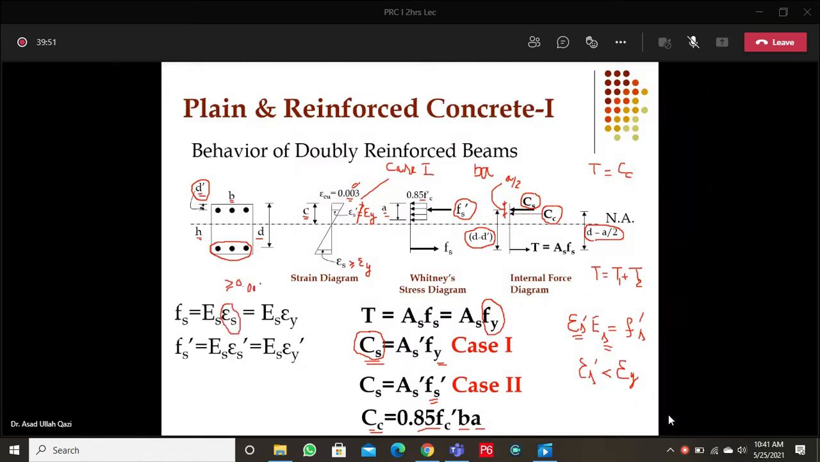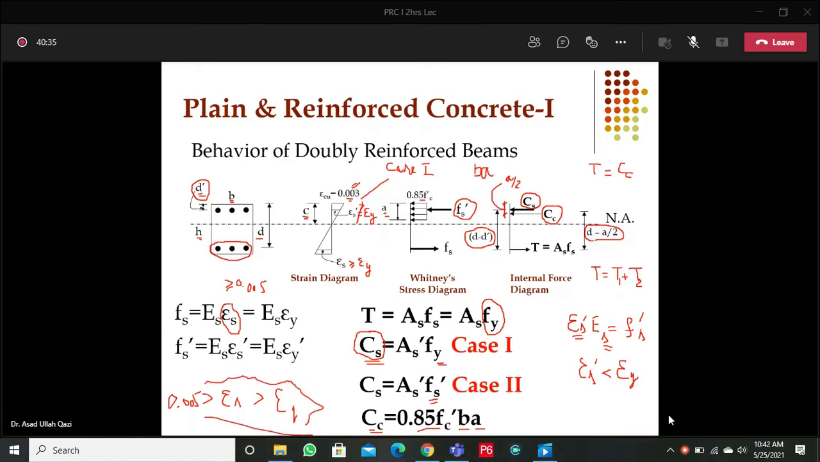or you can say a doubly beam in which the tension steel, I'm talking about the tension steel, is greater than epsilon y, but it is less than 0.005. So it is still a tension controlled doubly beam, but now the ductility is not as good as it was in case when tension steel was above 0.005. But still it is not an over reinforced doubly beam, it is a transition reinforced doubly beam.